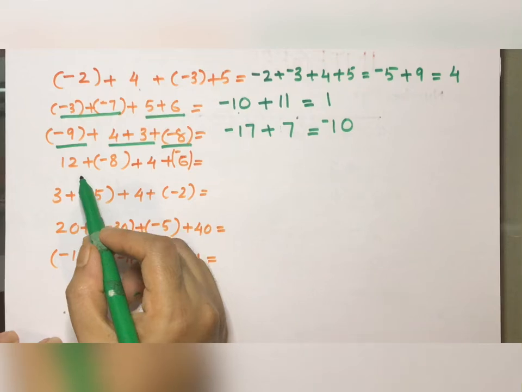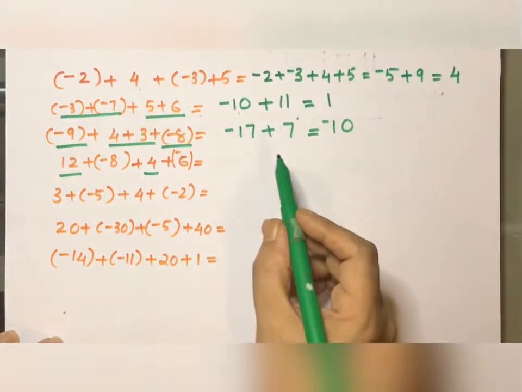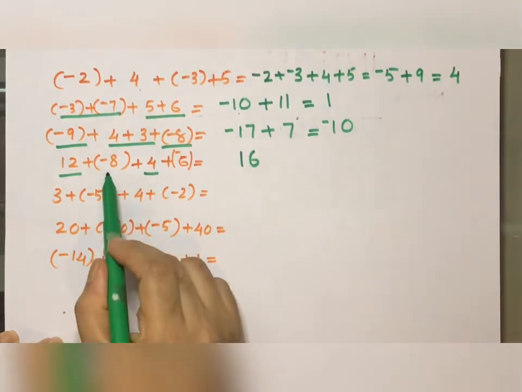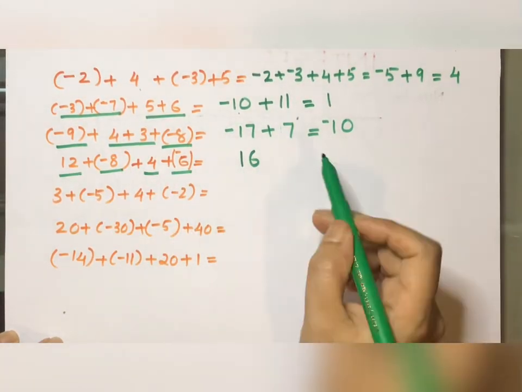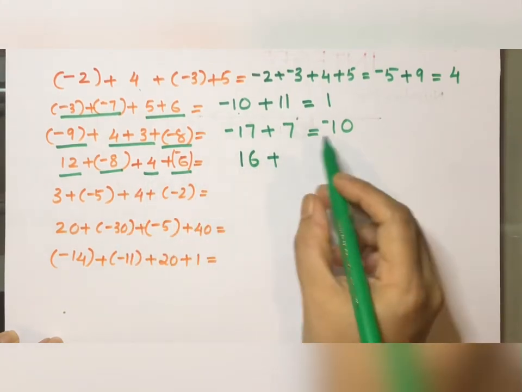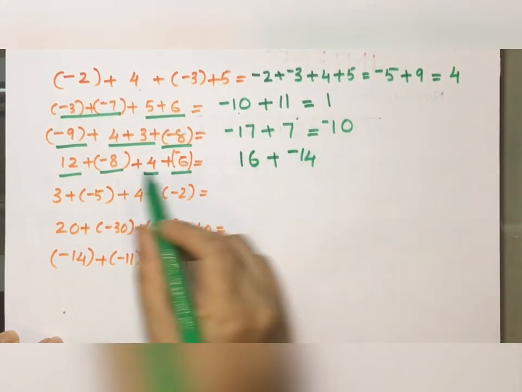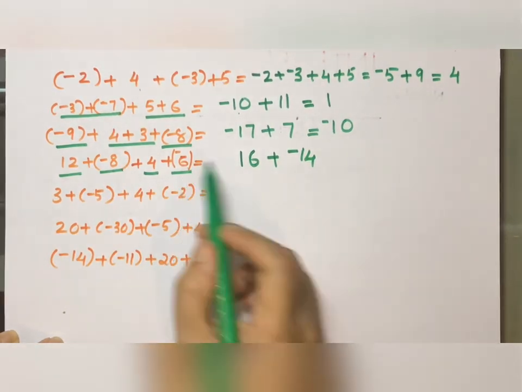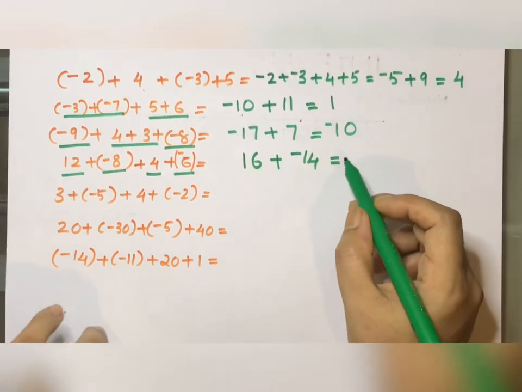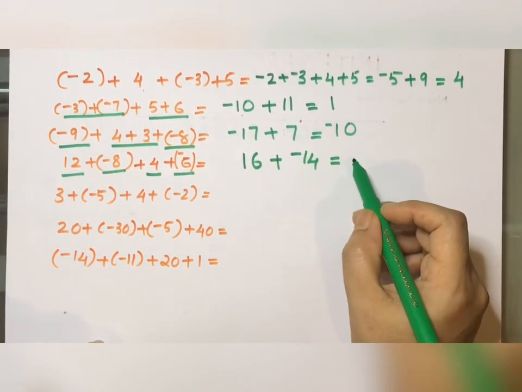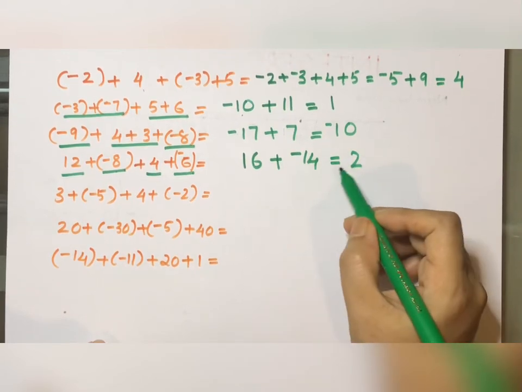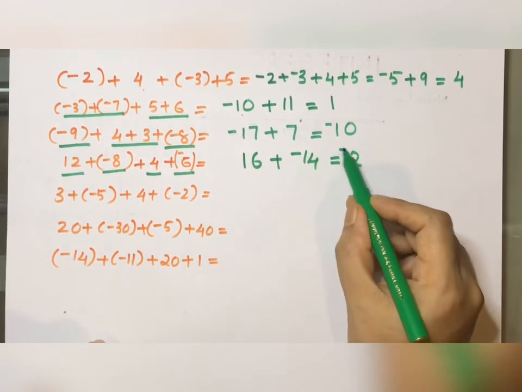Add the positive numbers together, 12 and 4. 12 and 4 is 16. Then add the negative numbers together. Minus 8 plus minus 6 is minus 14. So now subtract. One is positive and one is negative. So 16 minus 14 is 2. It is positive 2.